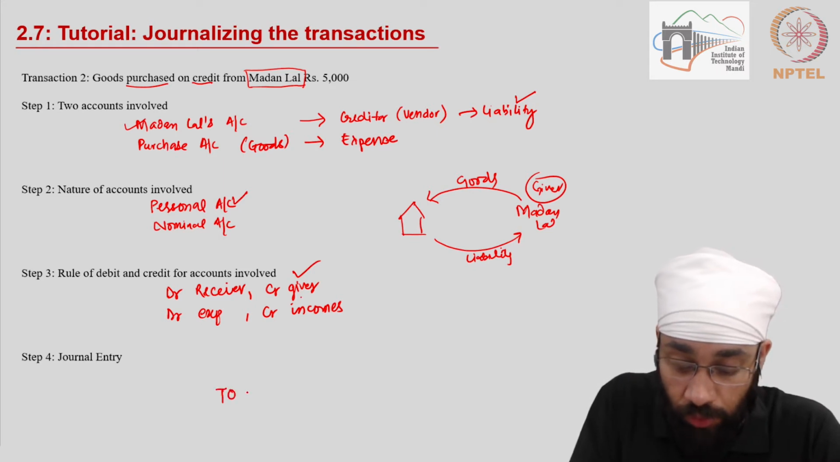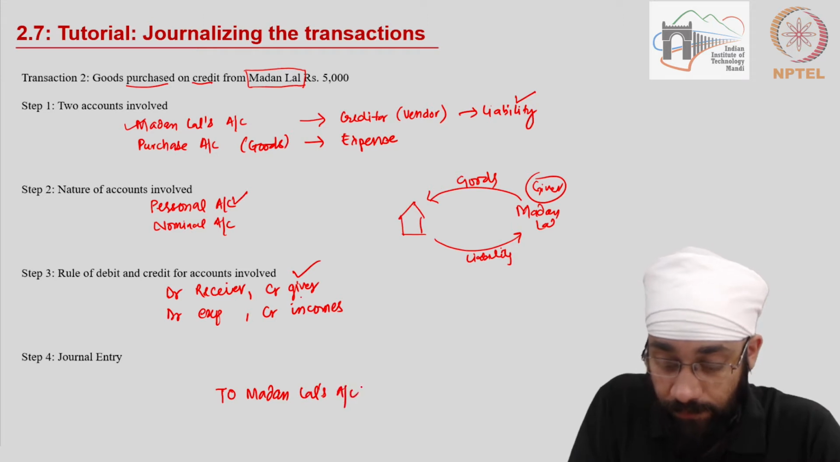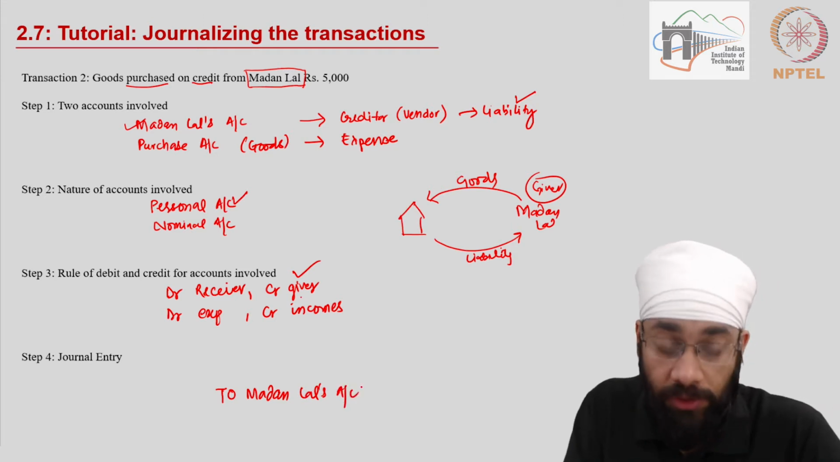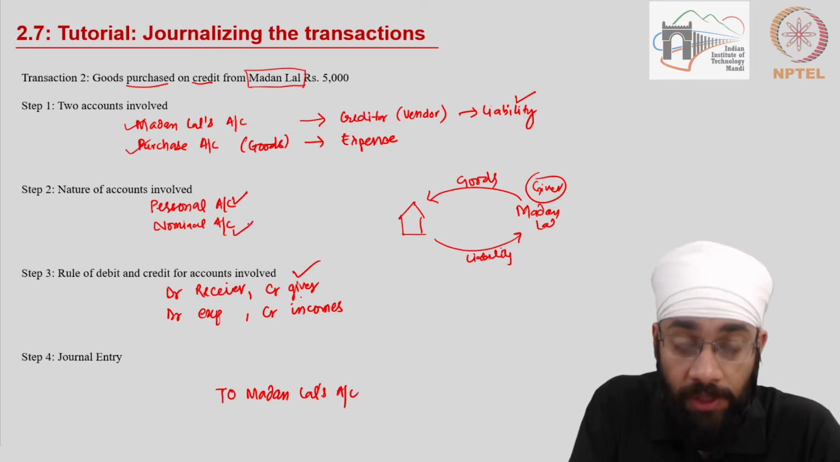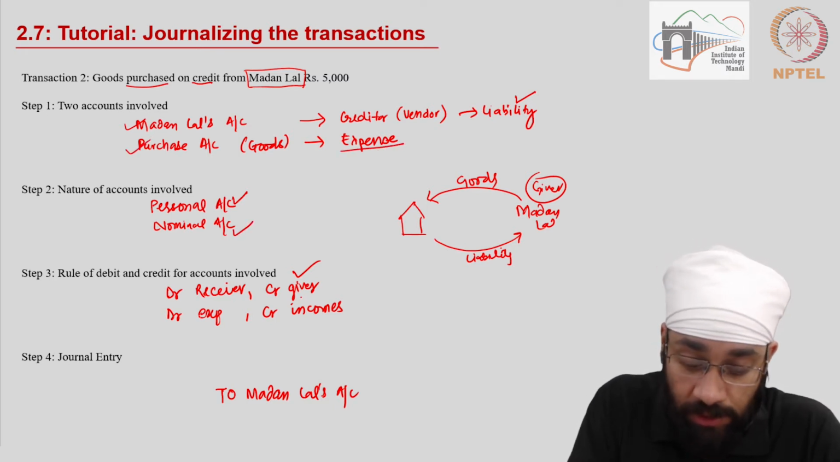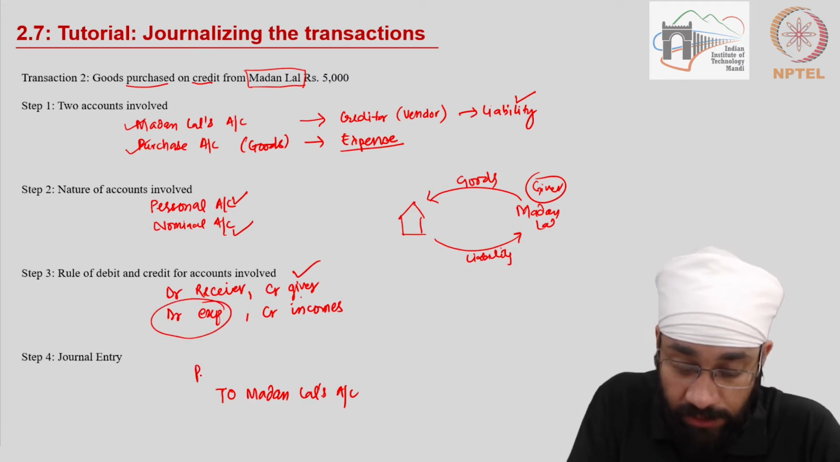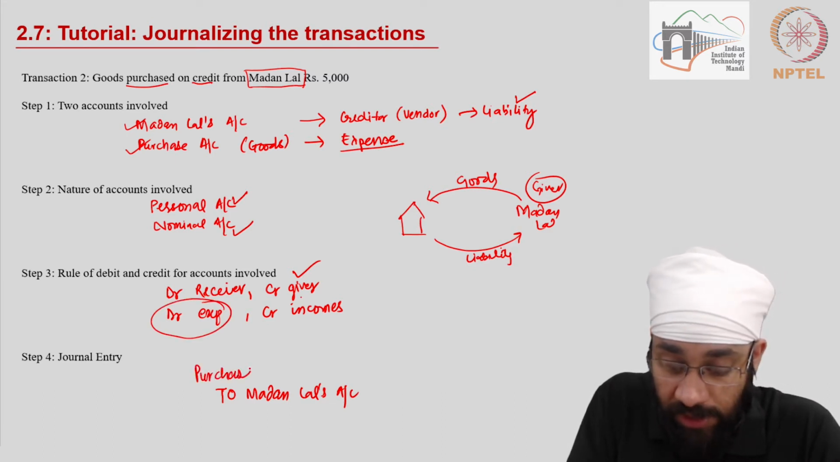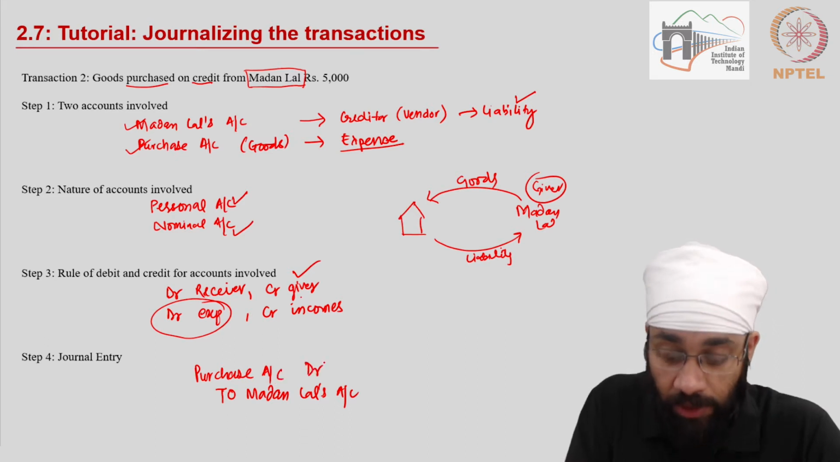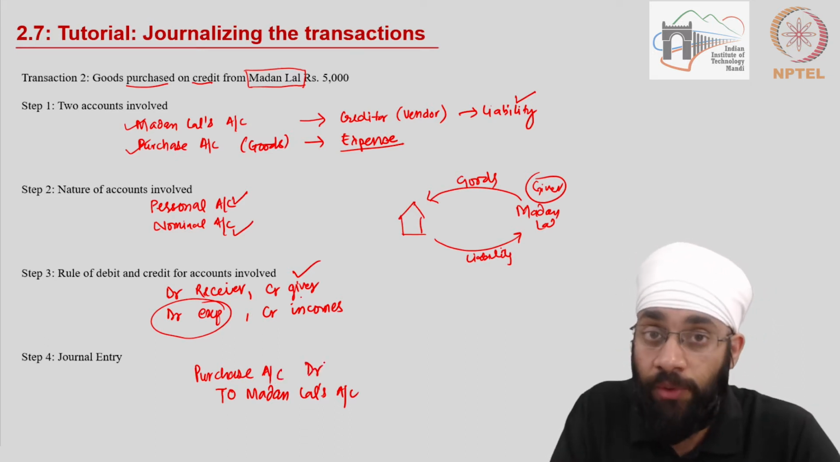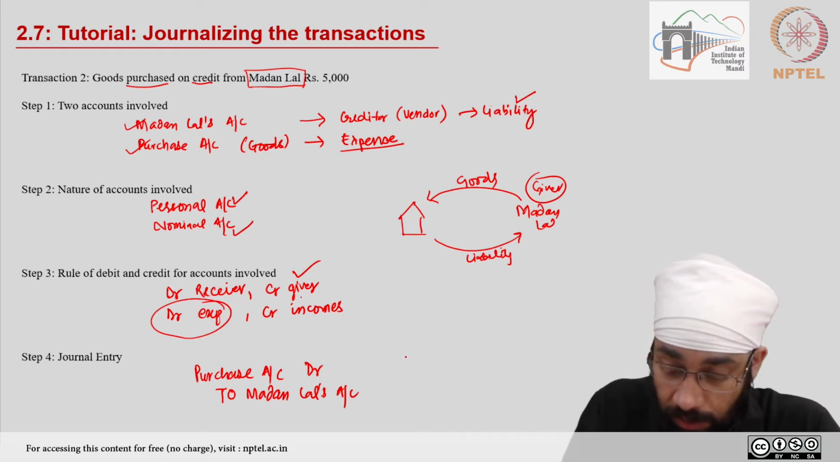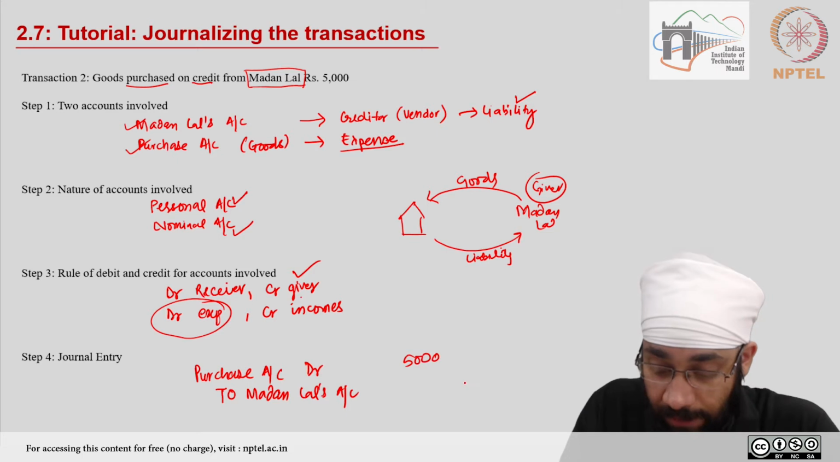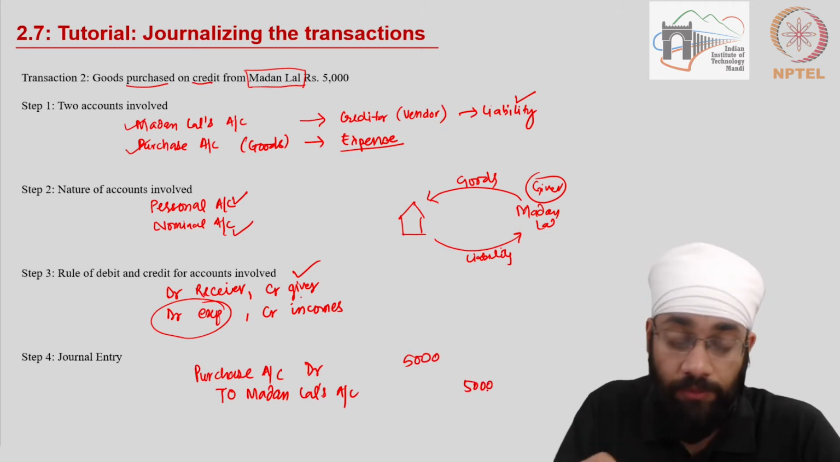Therefore, I'm going to write to Madan Lal's account. There you go. And which account is to be debited? Now the other account is purchase account. Purchase is nominal because it was an expense. You debit all expenses and losses. So you're going to write purchase account debit to Madan Lal's account. When you write 'To', you don't have to write credit. They replace each other. So there you go. You have purchase account debit to Madan Lal's account.